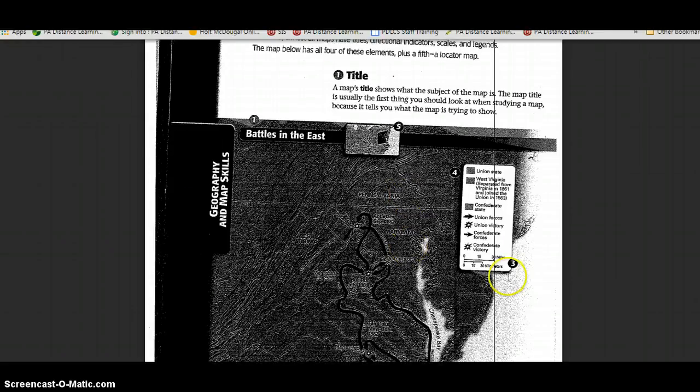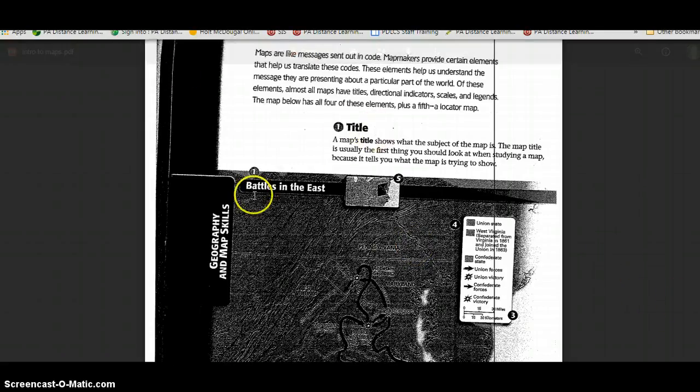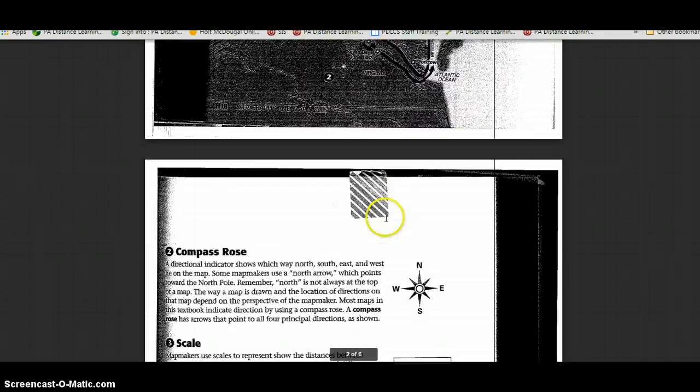So as you can see, they have little numbers here that correspond to different things. 1, title. So our title of our example map is Battles in the East. A map's title shows what the subject of the map is. The map title is usually the first thing you look at when studying a map, because it tells you what the map is trying to show you. Okay, so what's on this map? Battles. Let's see what else is here.